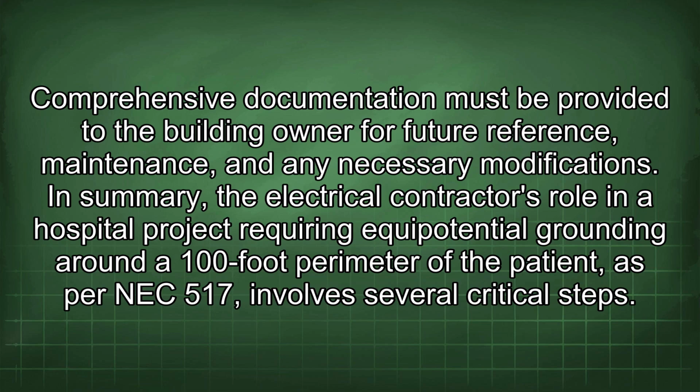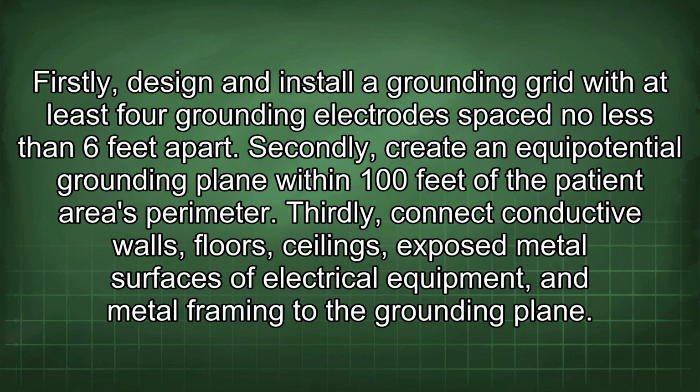In summary, the electrical contractor's role in a hospital project requiring equipotential grounding around a 100-foot perimeter of the patient, as per NEC 517, involves several critical steps. Firstly, design and install a grounding grid with at least 4 grounding electrodes spaced no less than 6 feet apart. Secondly, create an equipotential grounding plane within 100 feet of the patient area's perimeter. Thirdly, connect conductive walls, floors, ceilings, exposed metal surfaces of electrical equipment, and metal framing to the grounding plane.